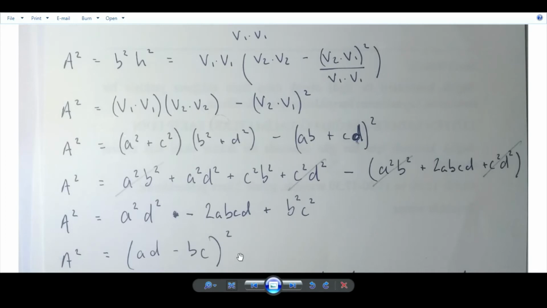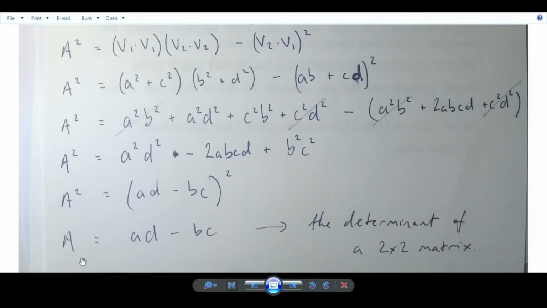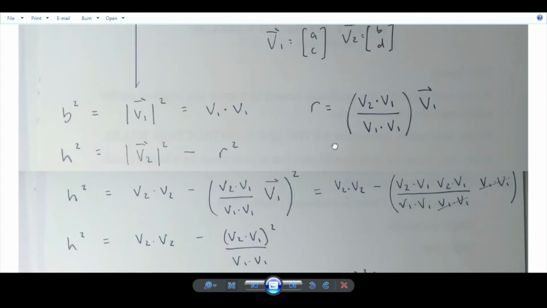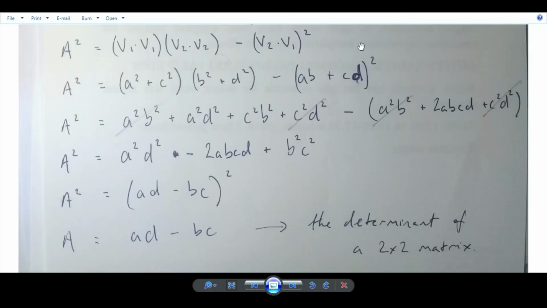So I've got an expression for the area squared. If I take square roots of both sides, I end up with the area being equal to AD minus BC, and that is exactly the determinant of a 2 by 2 matrix. So that's quite the thing. We've just proven that the determinant of that 2 by 2 matrix will give us the area of this parallelogram. Absolutely lovely. Okay, thanks.